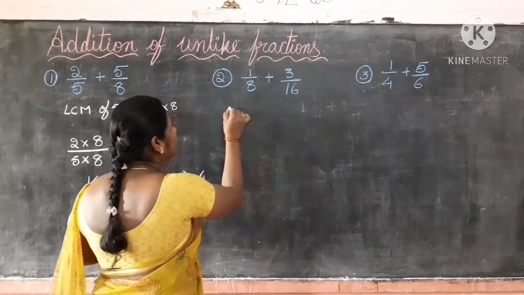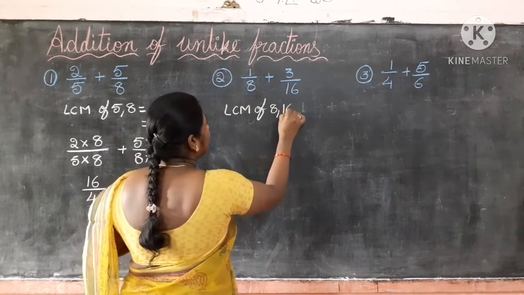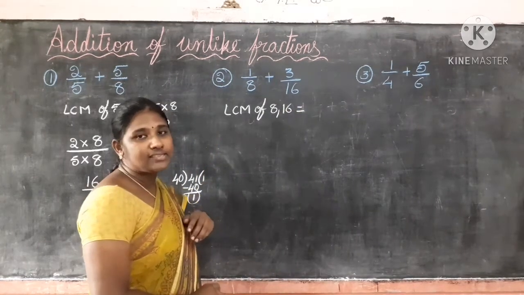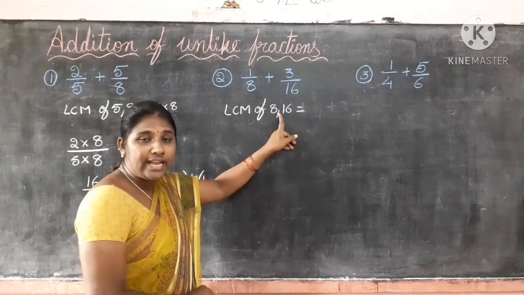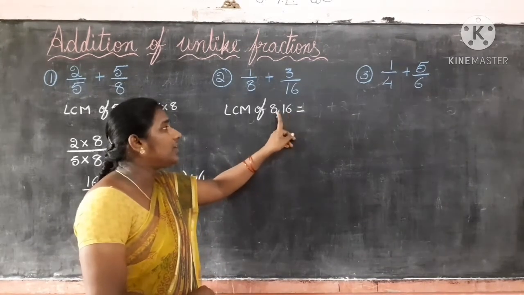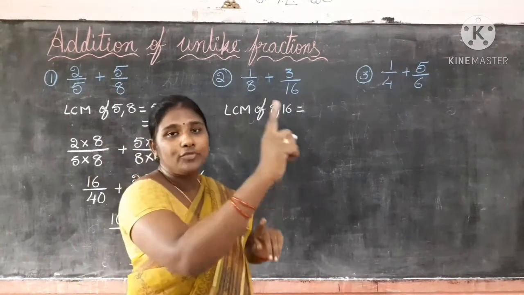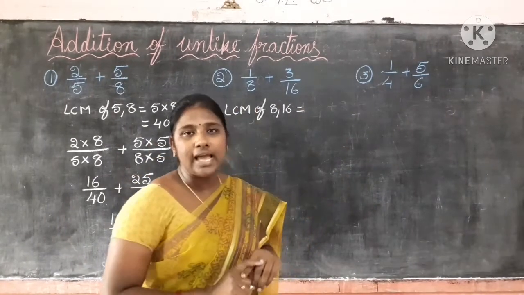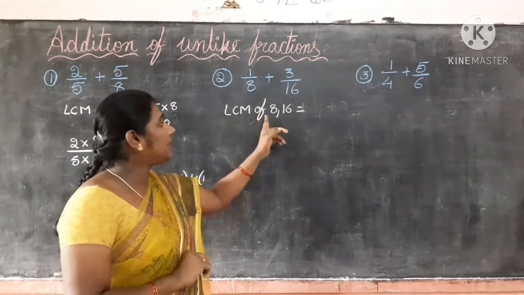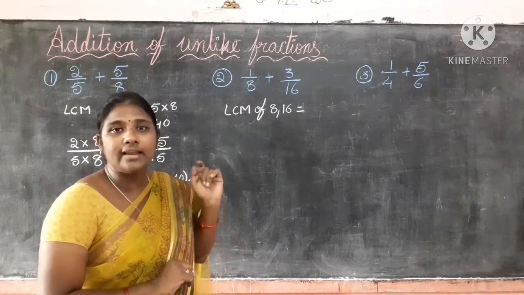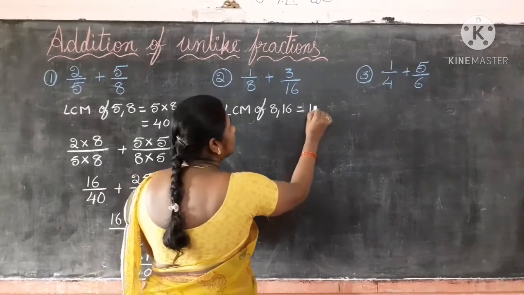So first we have to find the LCM. LCM of 8 comma 16. These two will come in which table? 8 and 16 will come in the 8 table. That means this 8 is a factor of 16. Yes, 8 is a factor of 16. So 16 will come in the 8 table. So this 16 is the LCM. If one number is a factor of the other number, the bigger number is the LCM. 8 is a factor of 16, and 16 is bigger than 8. So 16 will be the LCM of 8 and 16. So we should write 16 here.